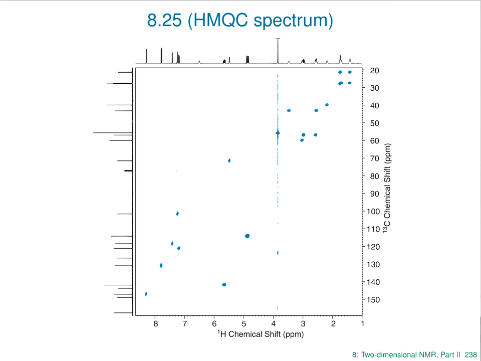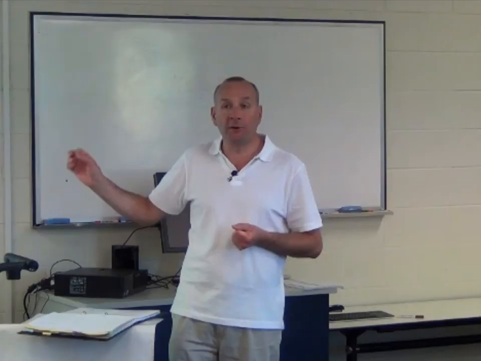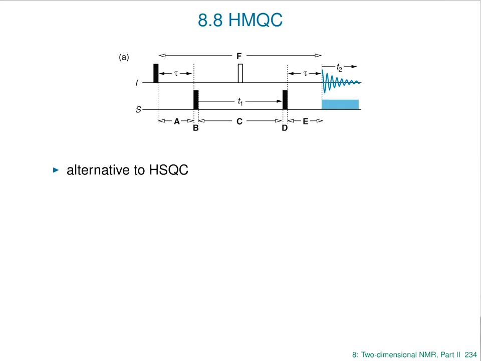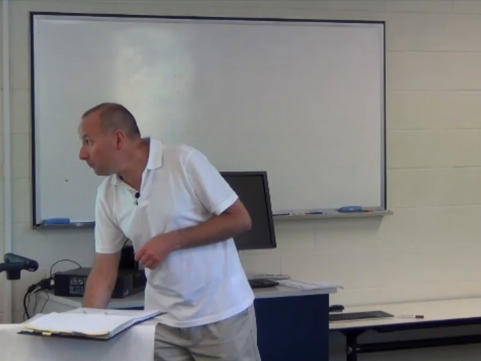Now, this correlation spectrum is done by transferring the magnetization through a one-bond coupling. So one-bond CH couplings are large, and they don't vary very much from molecule to molecule. So you can easily choose a value of the delay tau, this delay here, that's a good compromise for all of the couplings in the spectrum. Now, you might want to do correlations through long-range couplings, particularly, for example, if you're trying to make connectivities or you're trying to find quaternary carbons which don't have protons attached to them.